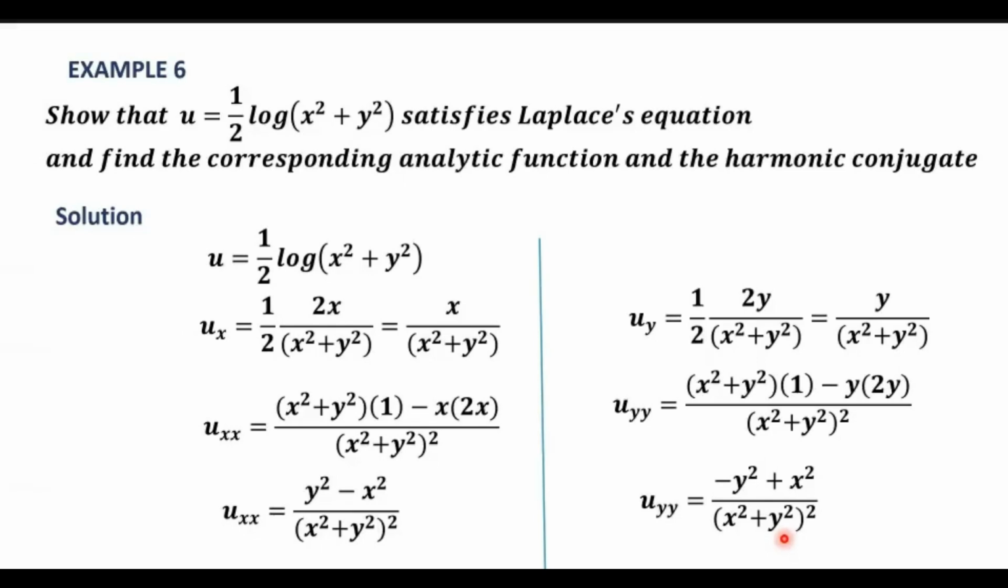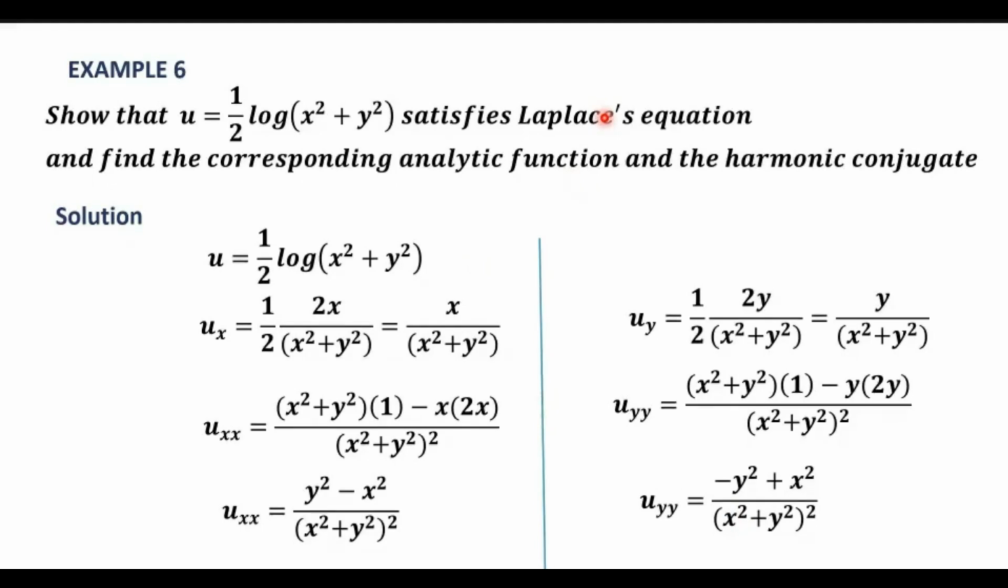Adding both the equations, uxx plus uyy. When we add uxx and uyy, we can see that the answer is equal to 0 because in the numerator all the terms will get cancelled. Which means that u is harmonic.